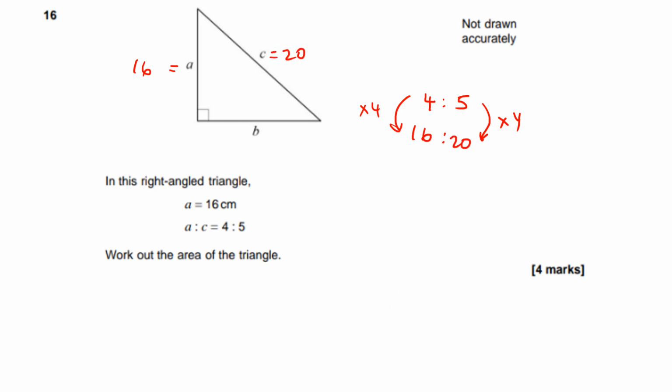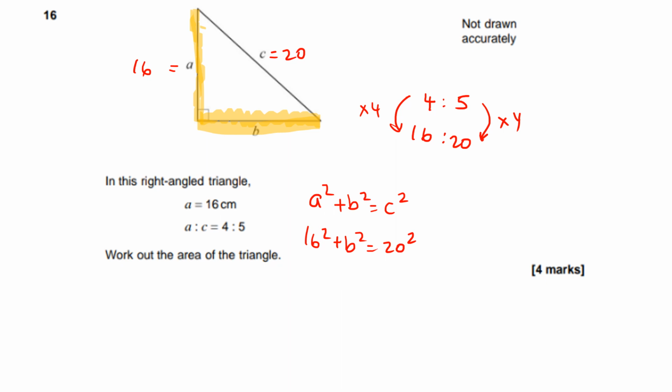Work out the area of the triangle. In order for us to work out the area of the triangle, we'll need to know the base and the height. So this is your base, this is your height. We know the height, that's 16. We need to find out the base. This is a right angle triangle, 2 sides are given, so I can use Pythagoras' theorem. a squared plus b squared equals c squared. 16 squared plus b squared equals 20 squared. I can rearrange and find out the value.